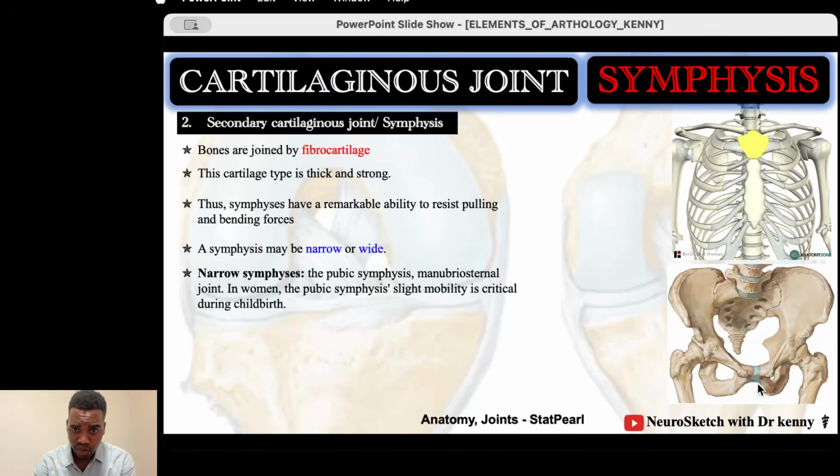So this is the pubic bone, and this is the pubic bone. We have a fibrocartilage in between, and we call it the pubic symphysis. The pubic symphysis binds together the two pubic bones. It is very important clinically. I'm now going to give you 2 scenarios in which the pubic symphysis is very clinically relevant.